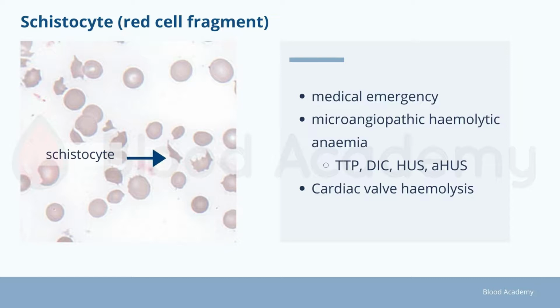Due to the wide differential diagnosis, it is important to consider both additional laboratory and clinical features in making a diagnosis of a microangiopathic hemolytic anemia. Schistocytes can also be found in patients with prosthetic heart valve in a phenomenon known as cardiac valve hemolysis.